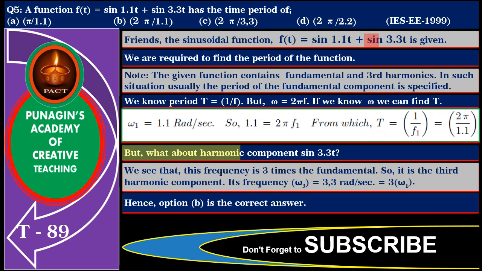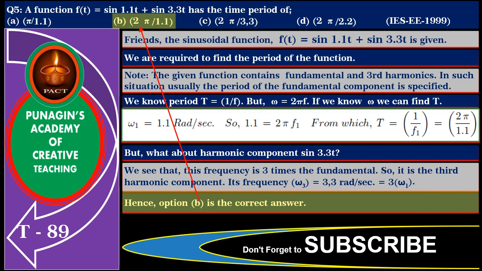But what about the harmonic component sin 3.3t? We see that this frequency is 3 times the fundamental. So, it is the third harmonic component. Let its frequency be omega 3, and omega 3 is equal to 3.3 radians per second, from which we get omega 3 is equal to 3 times omega 1. Hence, option B is the correct answer.